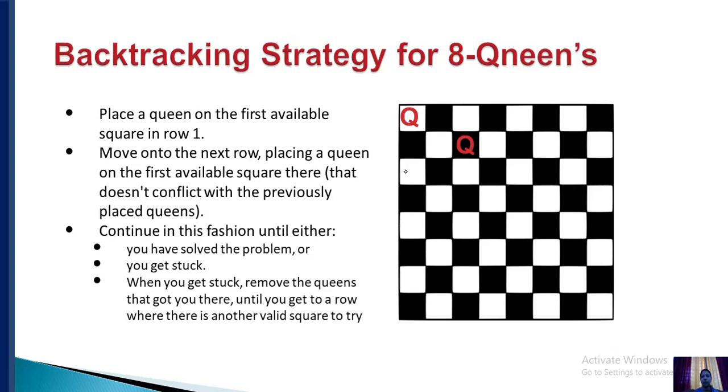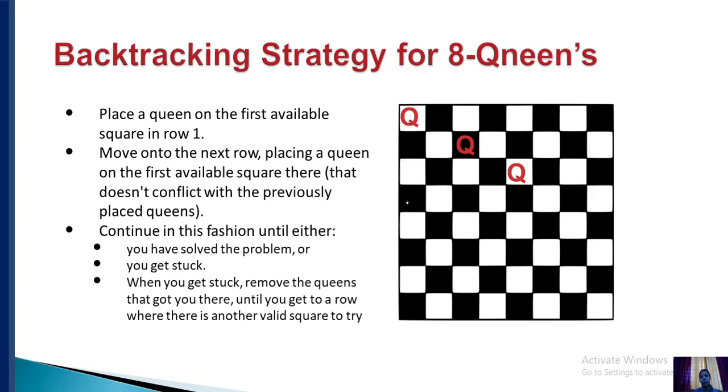Let us go to the third queen. I cannot place it here because it will vertically clash with the first queen. If I place it here, it will diagonally clash with the second queen. If I place it here, it will diagonally clash with the first queen. And if I place it here, it will diagonally clash with the second queen. So I can place it in this place.